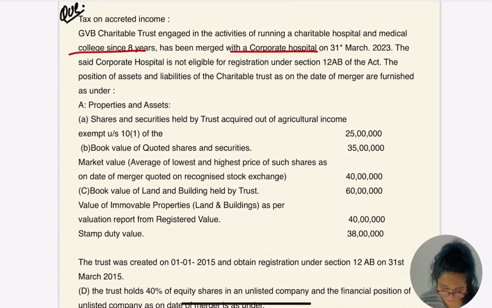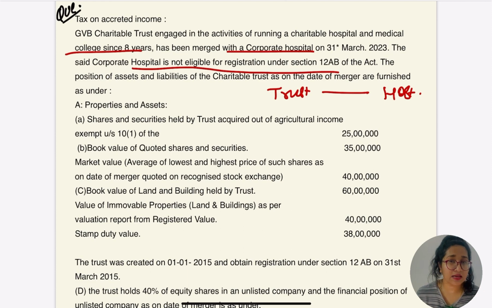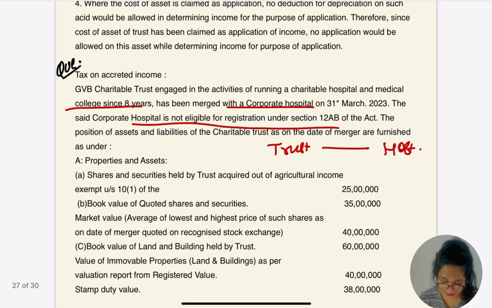So let's go back. The trust is converted into a hospital, and it is not eligible for registration under section 12, guys. So definitely, which section is the accreted income one? Yes, section 115TD.